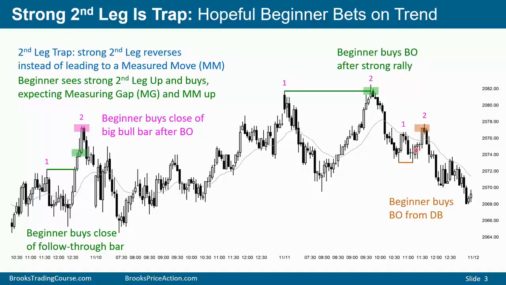Again, here, hoping for the breakout, beginners buy up here instead of down here. And same with up here. They're buying up here. They should be buying down here.